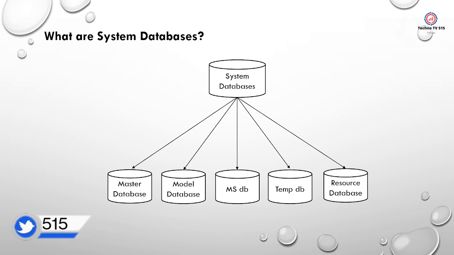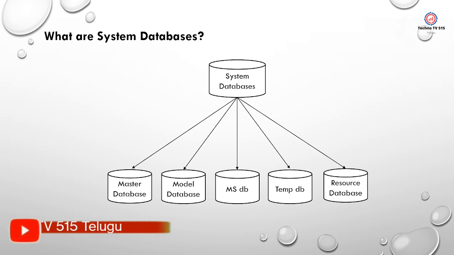These system databases maintain and provide information about SQL Server, like logins, databases, linked servers, jobs and schedules, reports, etc. We have five types of system databases in SQL Server: master database, model database, MSDB, TempDB, and resource DB. Let us discuss them one by one.